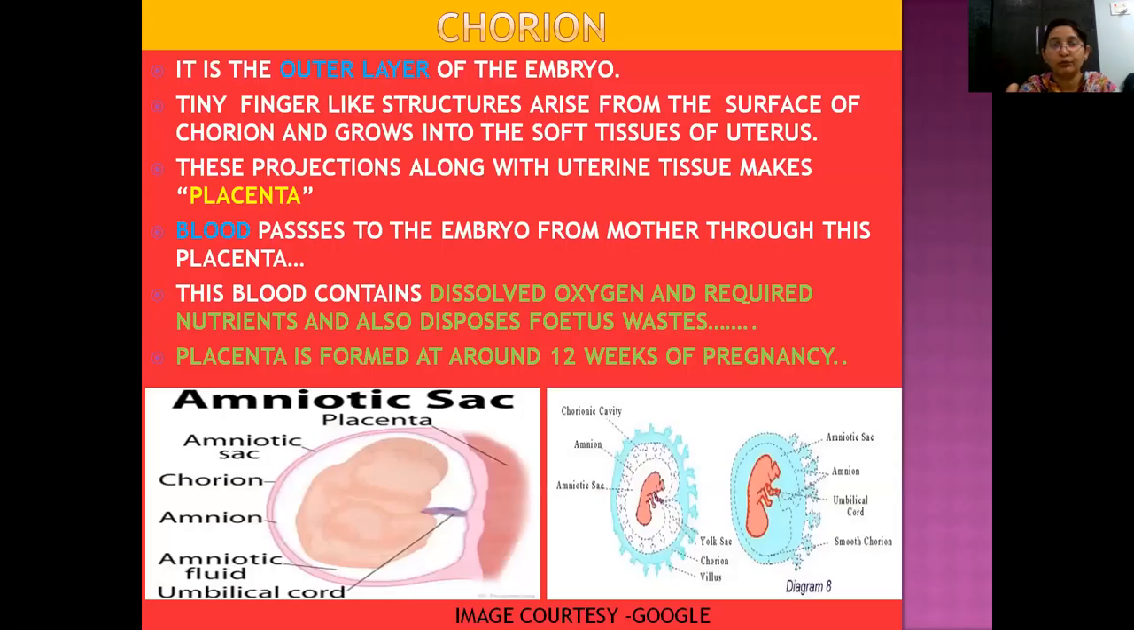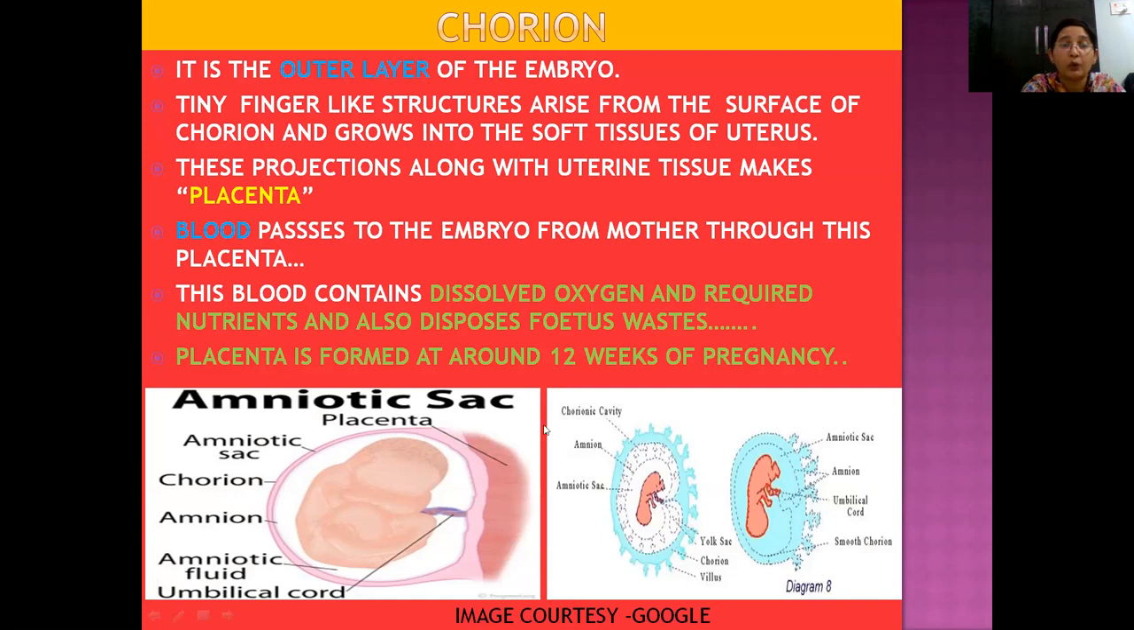So let's move to the outermost layer of the embryo, which is called the chorion. You can see here, children, this is the fetus. We can call it the embryo for now. Around this embryo, there will be the four layers, isn't it? So here the outermost layer is the chorion. Here you can see, this is the outermost layer.